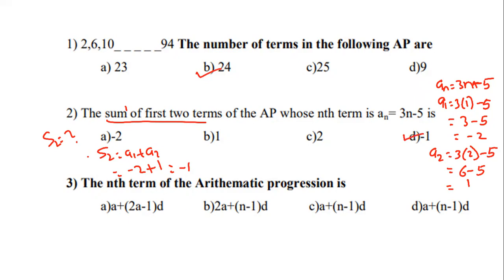Next, third question: the nth term of the arithmetic progression is dash. So what is the formula? an is equal to a plus n minus 1 into d. Which option is right? a plus n minus 1 into d. The two options are correct. But in your examination, if you get a question like this, mark any one option.